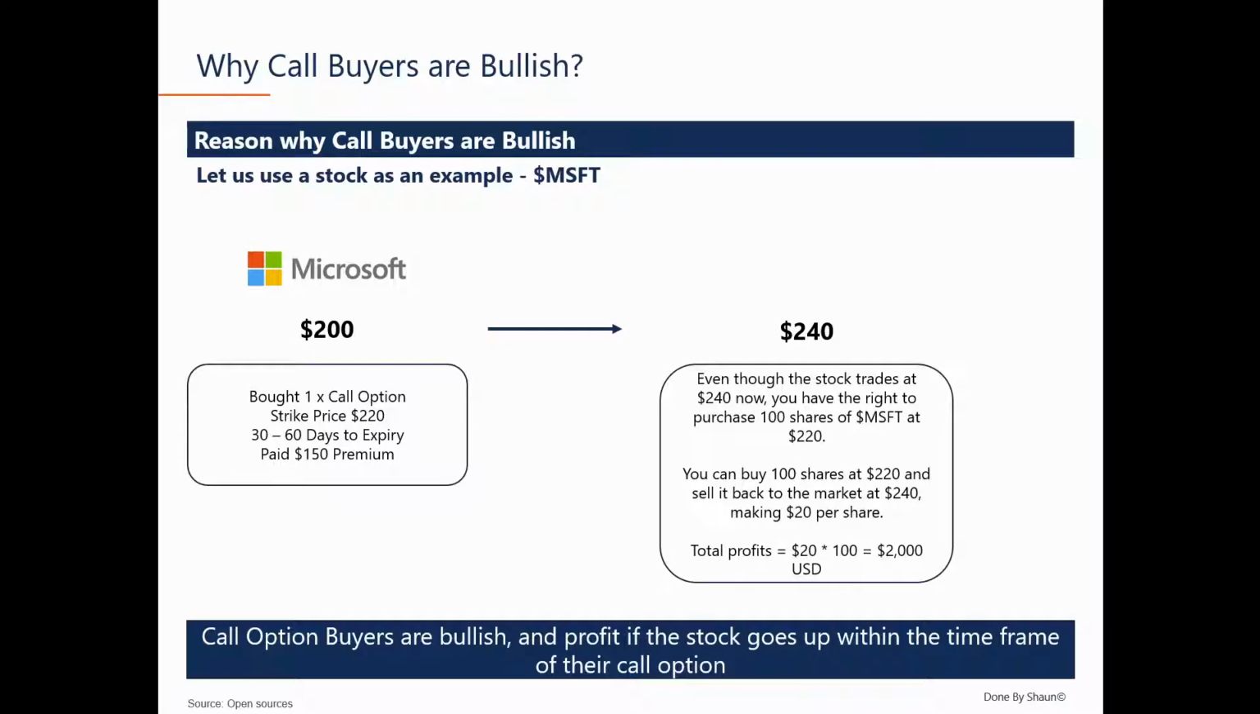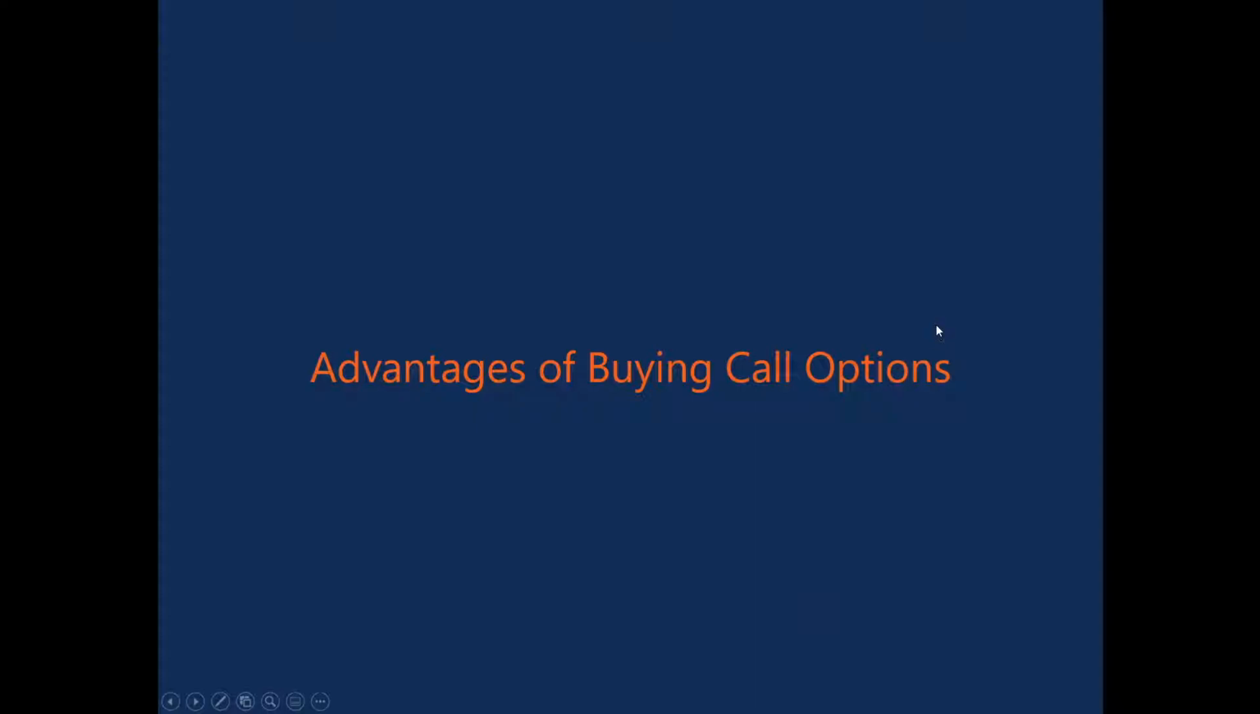Now let's assume 1 to 2 months later, Microsoft went up to $240, as we see on the slide. Here's the kicker. Even though Microsoft is at $240 now, you can own 100 shares of Microsoft at only $220. Therefore, your profit is $20 per stock, and each contract is 100 stocks, as I mentioned earlier, and therefore your net profit will be $20 multiplied by 100 shares, which gives you $2,000 of profit per contract, right?